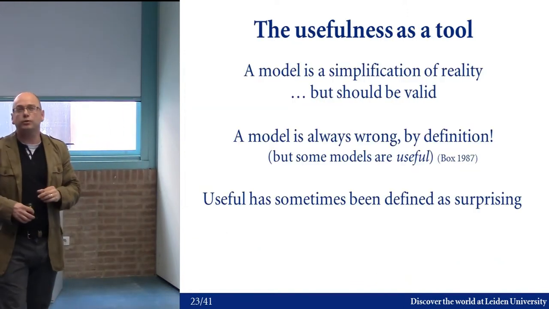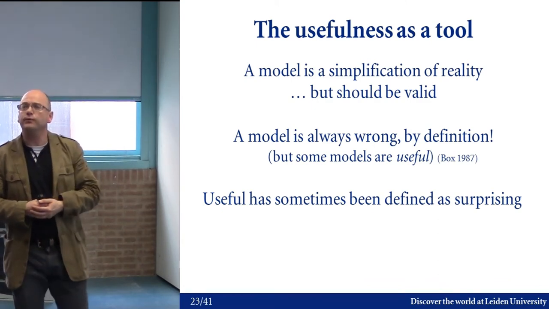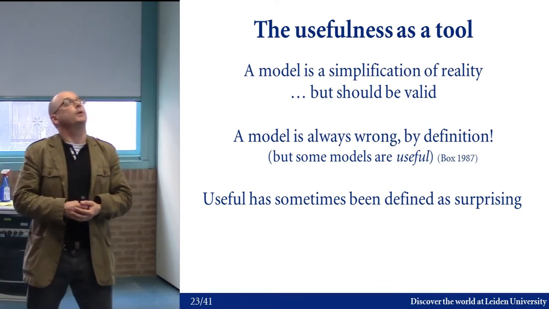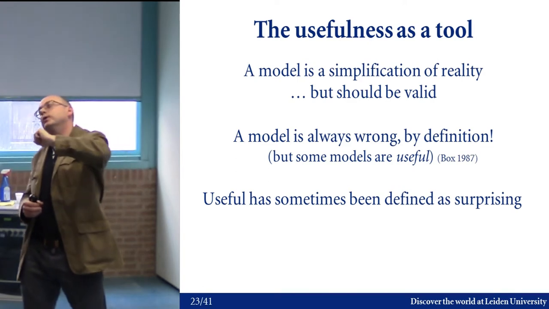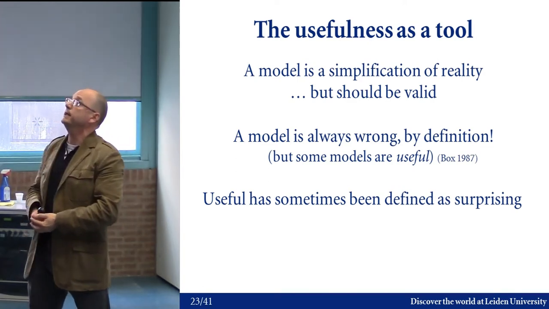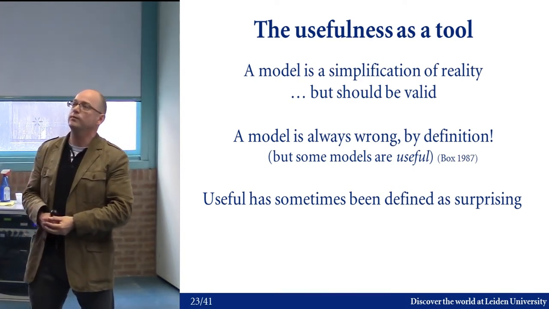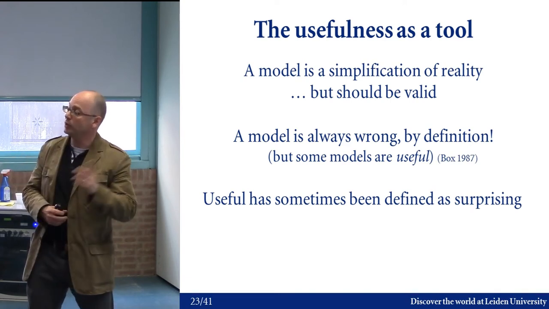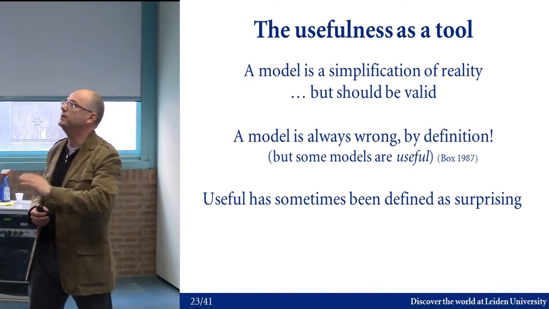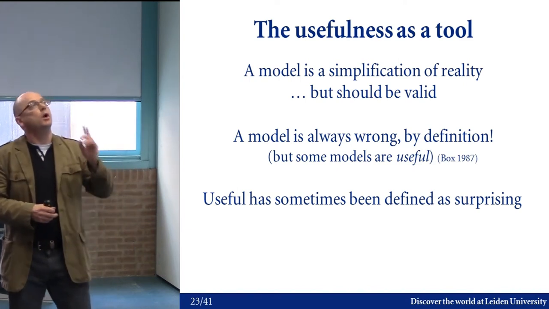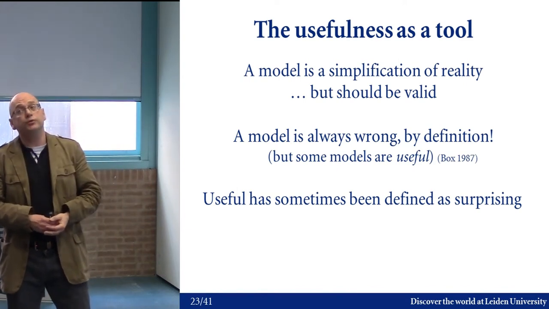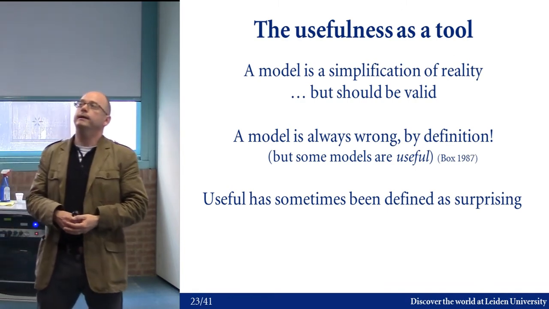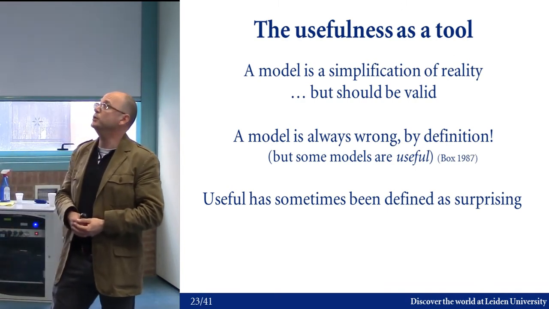First, I would like to talk about the usefulness of hominin space as a tool. A model, as you all know, is a simplification of reality. It is always wrong, and that's one of our major problems in modeling and simulations. Everybody can say this model is wrong because it does not include this and this and this. So it's always wrong, but some are useful, and useful is sometimes defined as giving you a surprise.